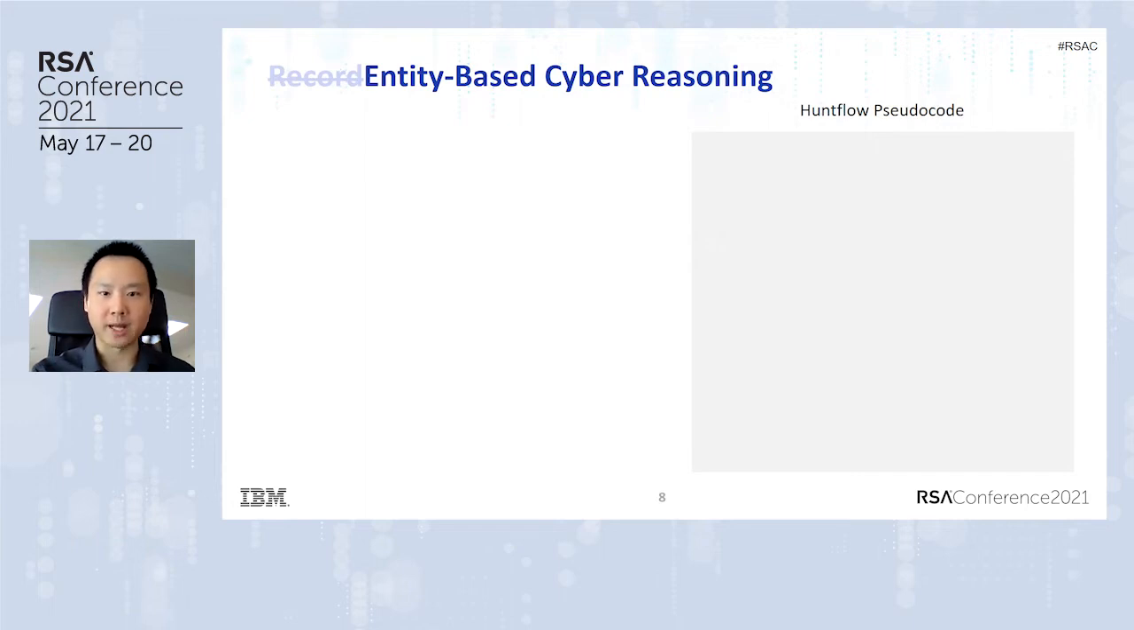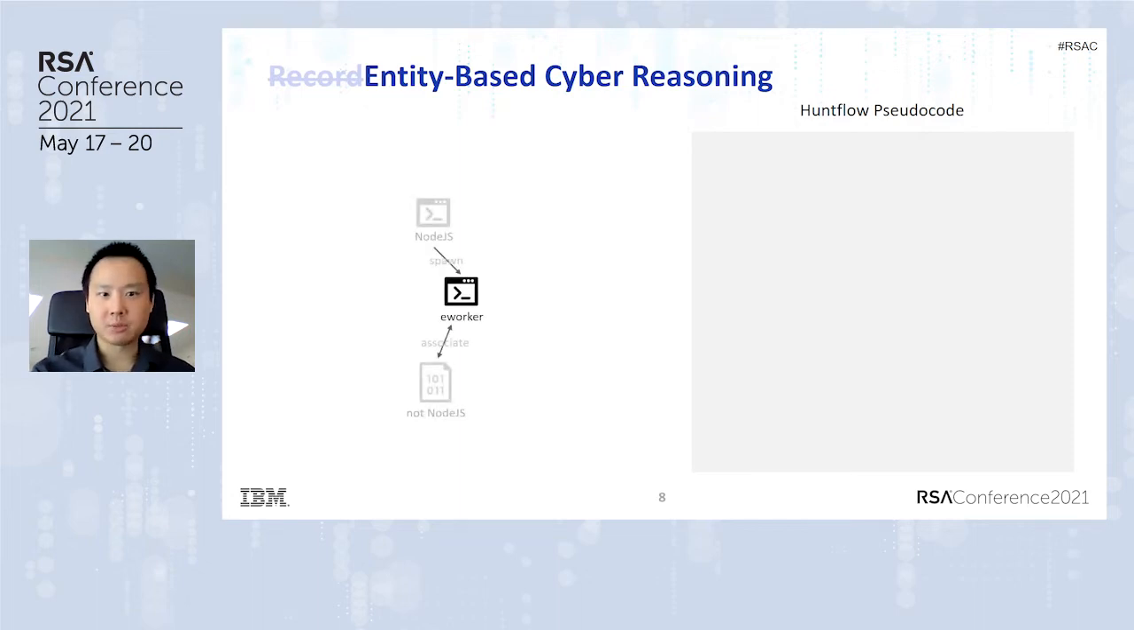The diverse formats and semantics of these raw records contribute largely to the time threat hunters spend on the how. A fundamental idea of Kestrel is for the runtime to assemble records into entities and enforce the input and output of any pattern or analytics to be a homogeneous list of entities. Then we have entity-based cyber reasoning.